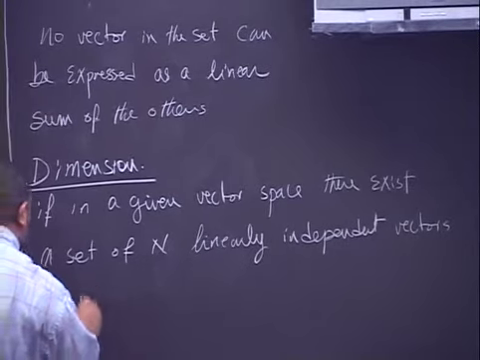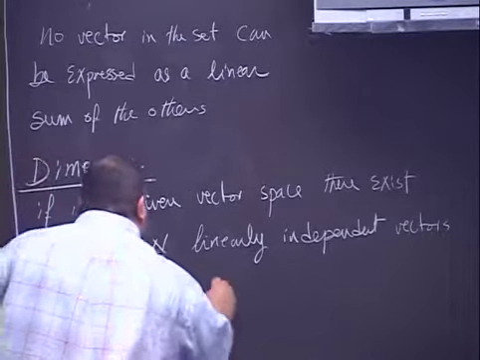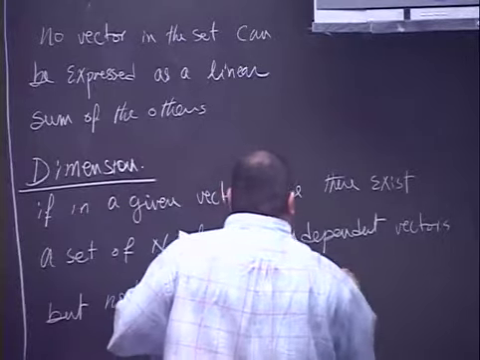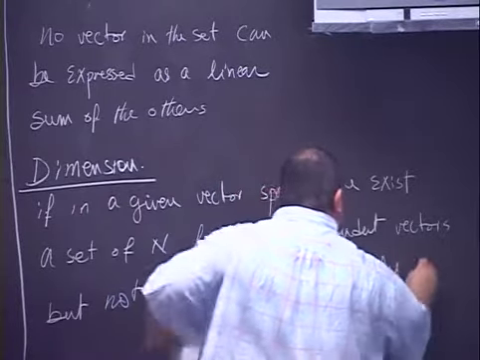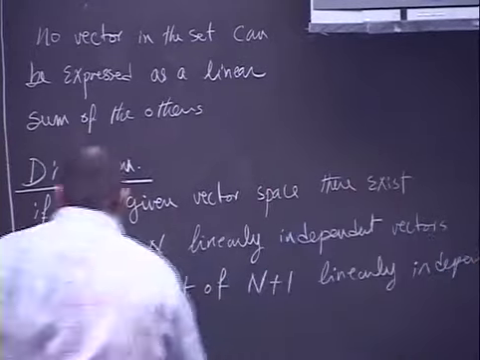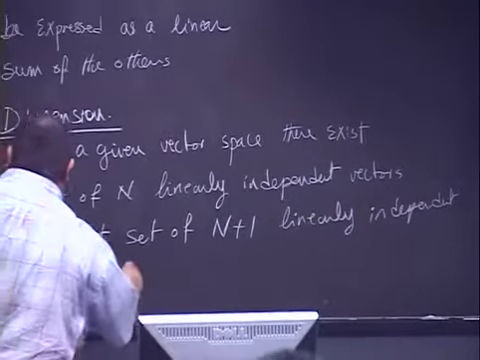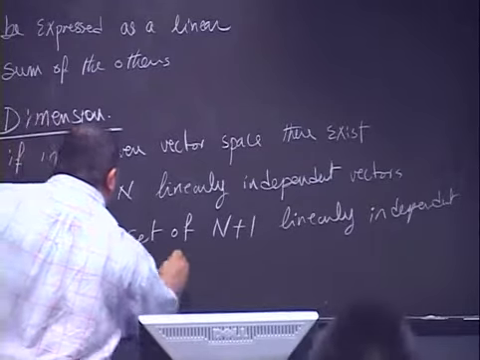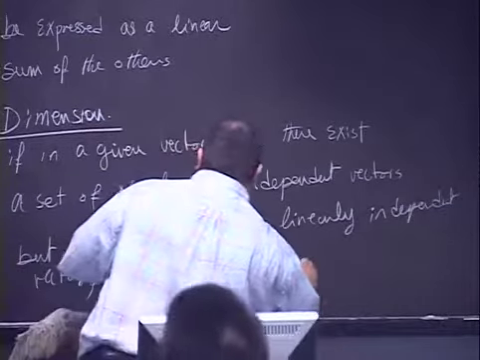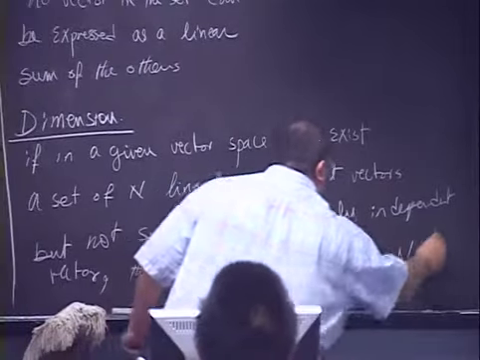But not a set of n plus 1 linearly independent vectors, then the vector space is said to be n-dimensional.